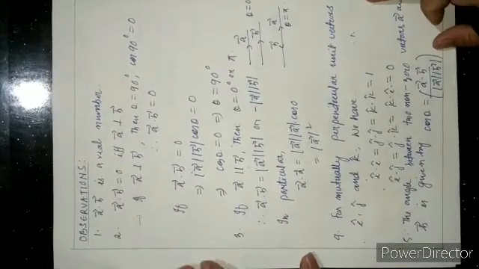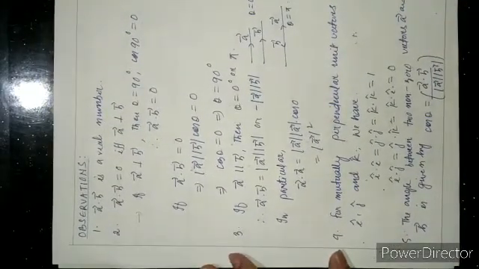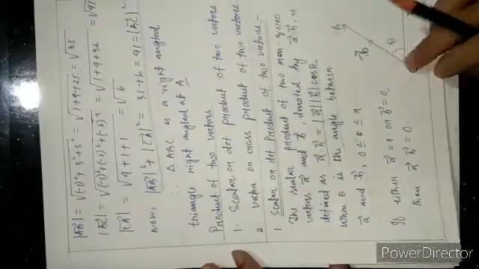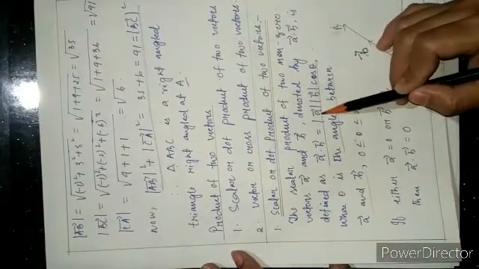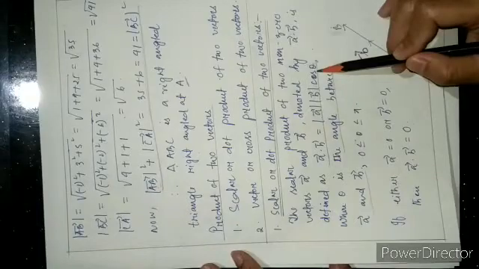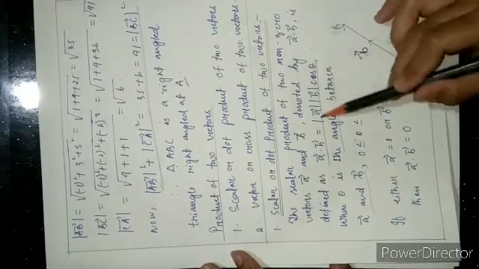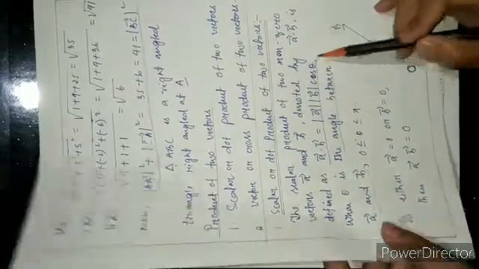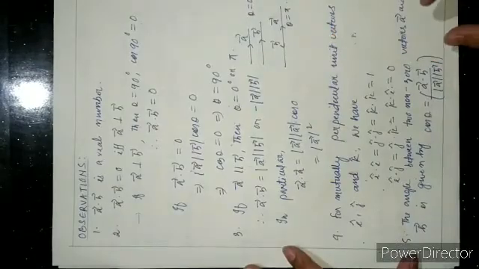Then observations. Observation number 1: A vector dot B vector is a real number. A vector dot B vector is a real number means a scalar. Magnitude of A is a scalar, magnitude of B is a scalar, and cos theta is also a scalar. So the product of scalars is a scalar. Scalar means real number, any real number.